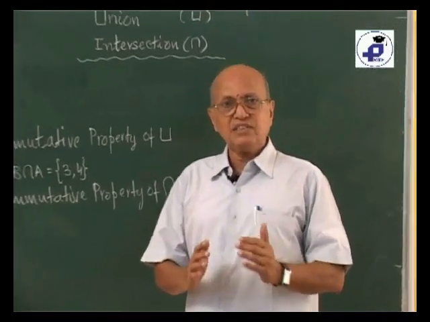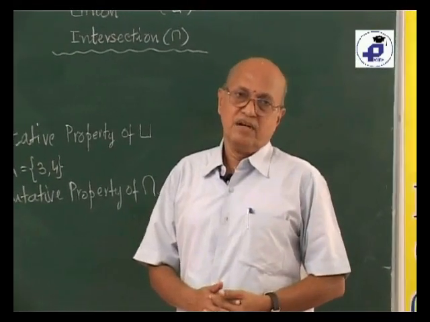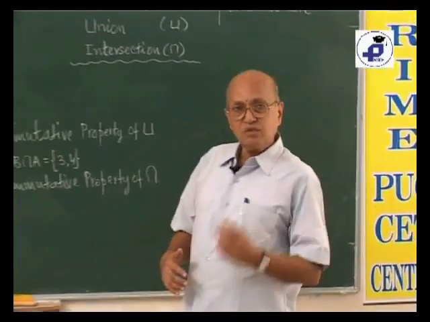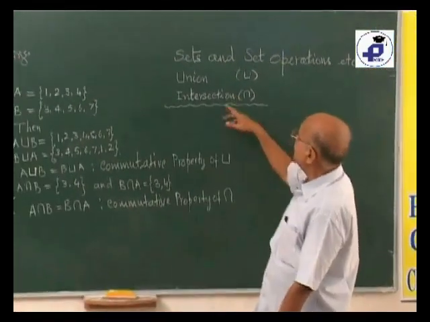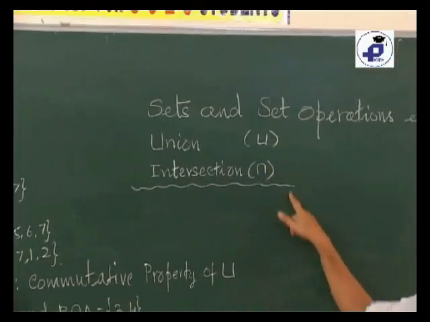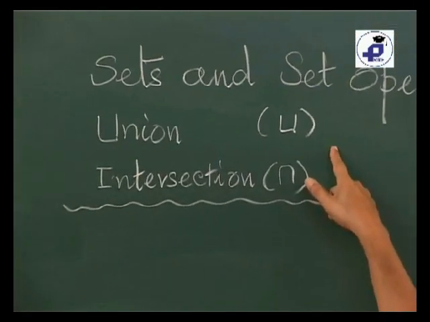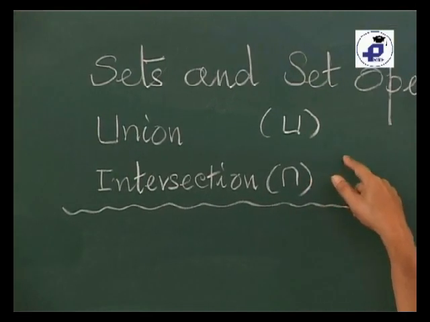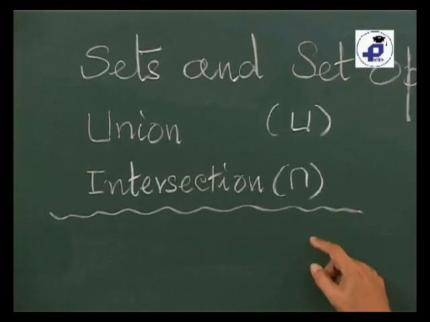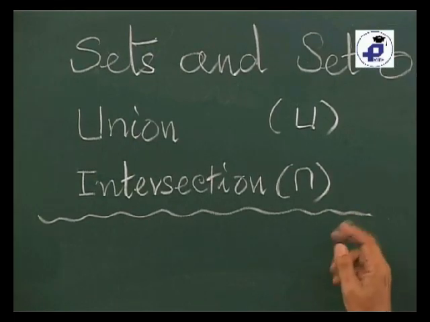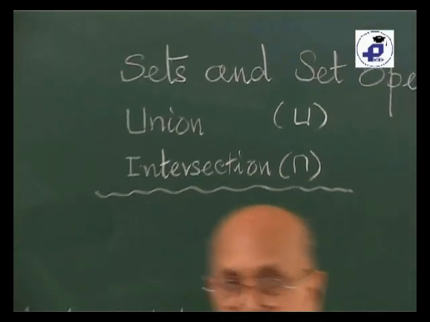A specific action is being undertaken. You know, I need not repeat it, there are two main operations. One is set union and set intersection. Union is symbolized as U and intersection is symbolized as inverted U, or it is simply called as cap.